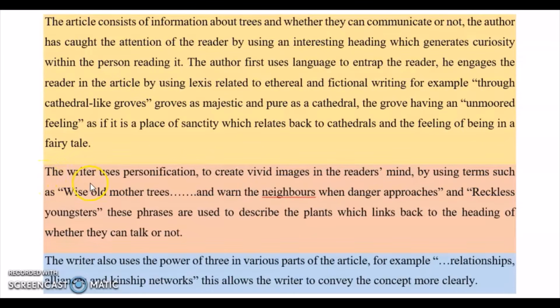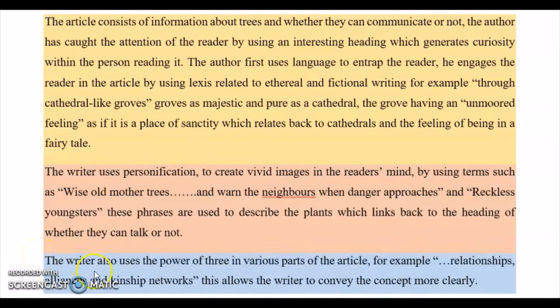So the candidate says the writer uses personification to create vivid images in the reader's mind by using terms such as "wise old mother trees", "neighbors", "warn the neighbors", and then "reckless youngsters". It is suggested to use specific words or phrases in your analysis and avoid lengthy quotes from the article. And when you mention personification, a figurative device, it means you are giving human qualities to plants. So you must explain this idea in detail.